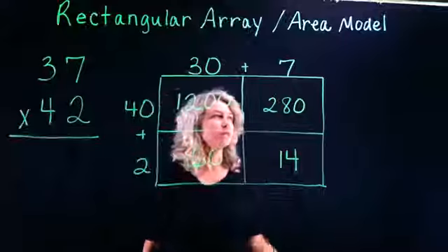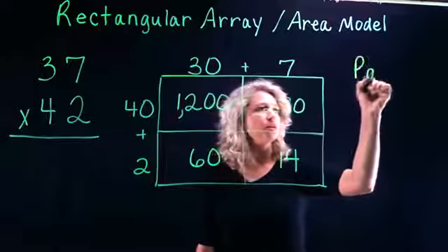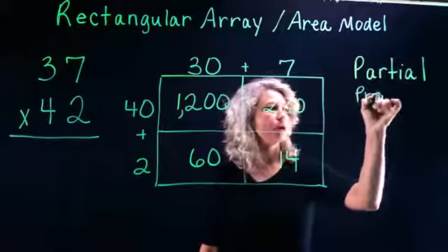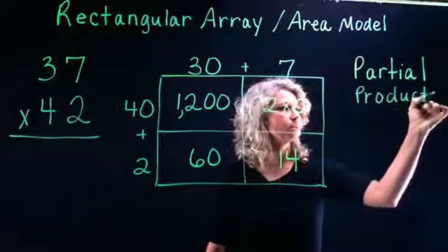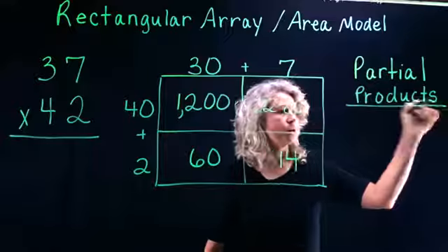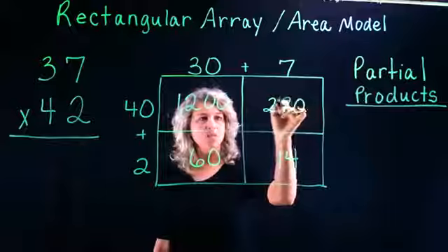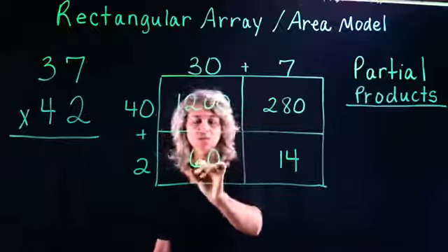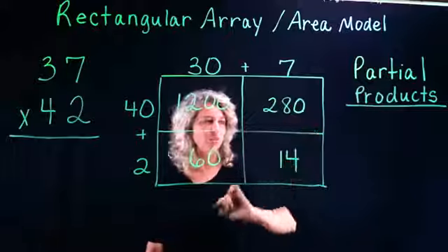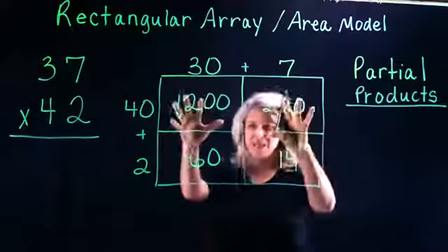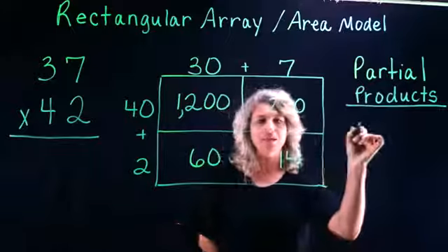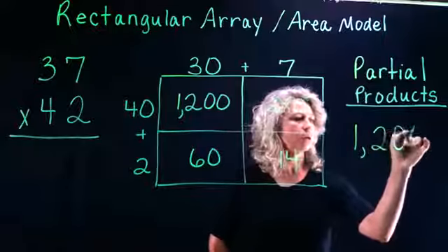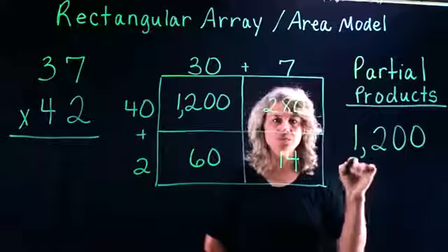Now, okay, here is a very important word: partial products. Partial products. So we have 4 partial products. Here they are: 1200, 60, 280, and 14. We are going to take these 4 partial products and line the digits up and add those numbers together.